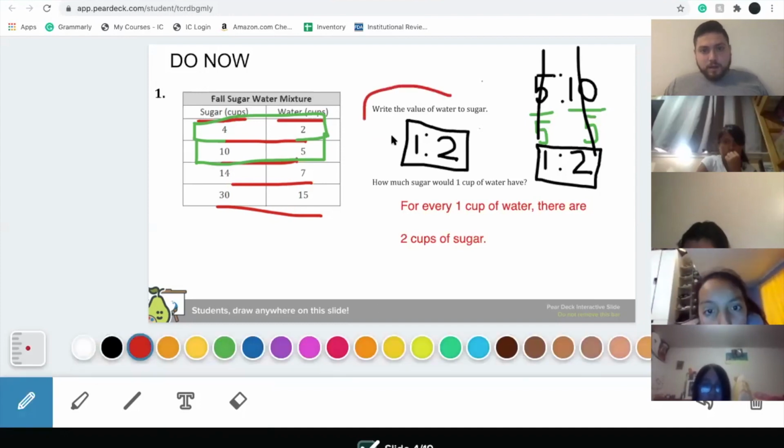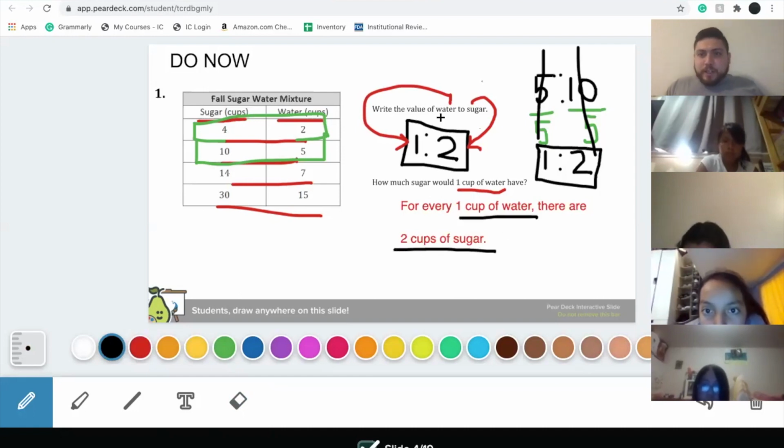This is water. This is sugar. Okay, so because this is water, that means for every 1 cup of water, there are 2 cups of sugar.